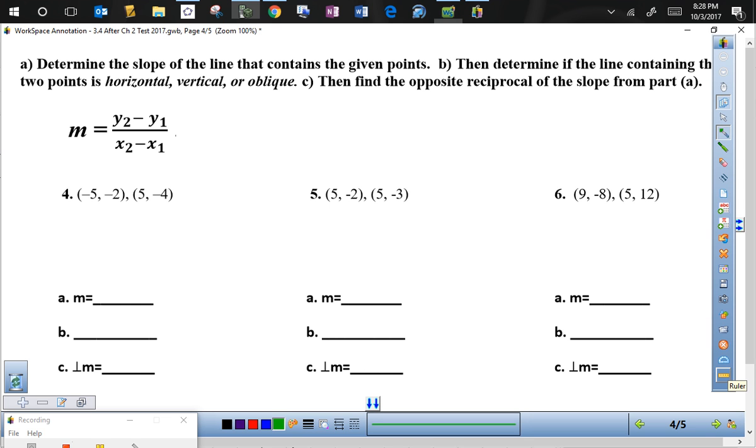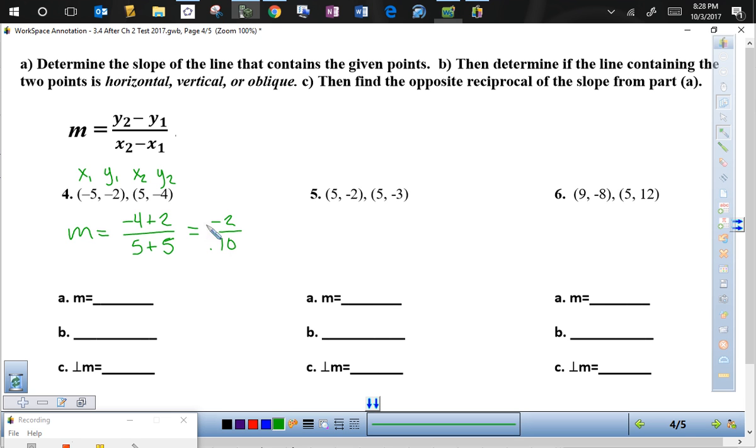We've got negative 5, negative 2, and 5, negative 4. Okay, so we want to go ahead and label those points, just like we did all those other ones. x1, y1, x2, y2. And then fill out our slope formula. Okay, so negative 4 minus a negative 2, so plus 2. And then 5 minus a negative 5, plus 5. Simplifying on the top, we've got negative 4 plus 2, or negative 2. On the bottom, we've got 5 plus 5 is 10.